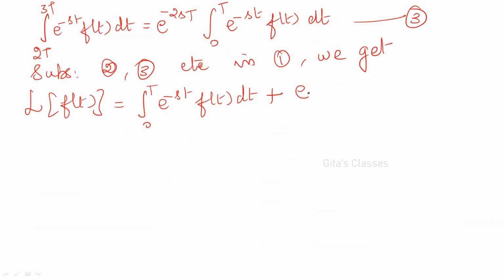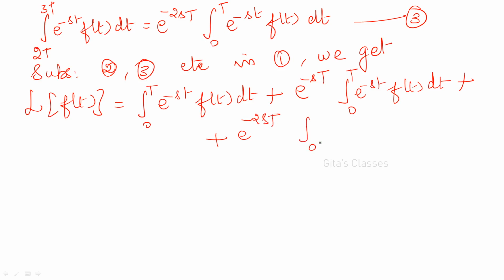e power minus st into e power minus sT, integral 0 to T e power minus st f of t dt, plus from equation number 3, e power minus 2sT into integral 0 to T e power minus st f of t dt. So integral 0 to T plus etc. It goes on. So integral 0 to T e power minus st f of t dt is common. I'm going to take it outside.